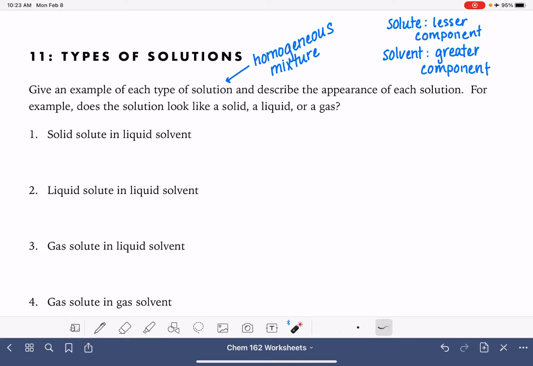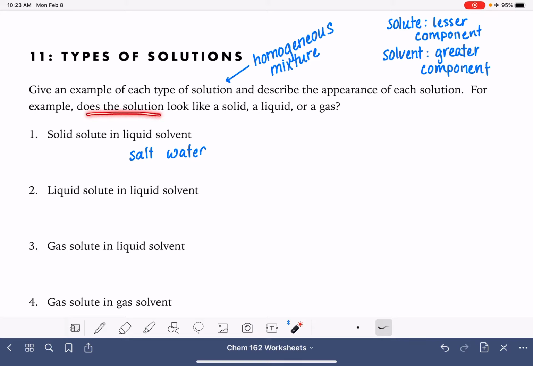So for the first problem, we're being asked to give an example of a solution, a homogeneous mixture that is made from a solid solute in a liquid solvent. So this means that we're going to have a liquid in a large quantity. We're going to have a whole lot of a liquid, and then we're going to put in there some sort of solid substance, and that solid is going to dissolve so that when we look at it, we can't see the solid anymore. A good example of this would be salt water. As long as you don't put too much salt in the water, the salt will dissolve in the water. You'll get a homogeneous mixture. Water is the solvent, salt is the solute.